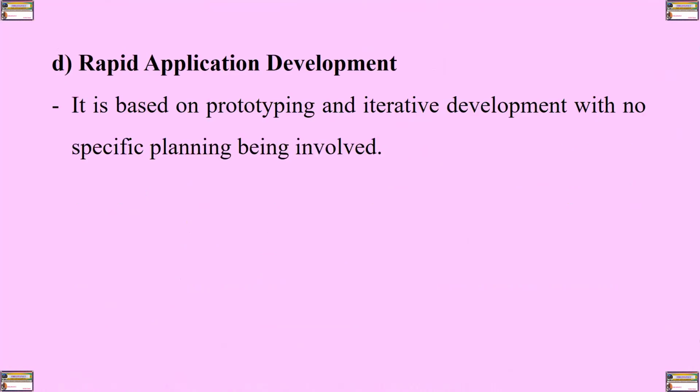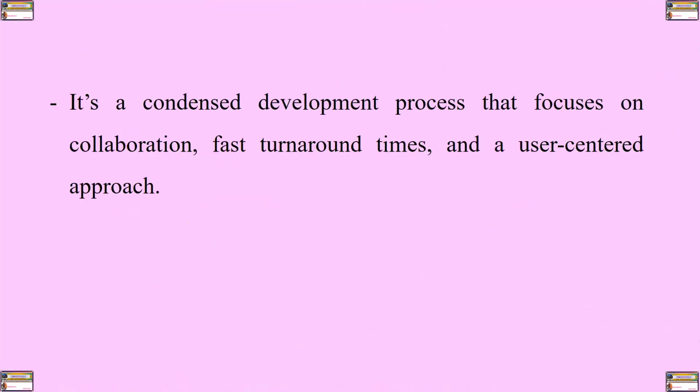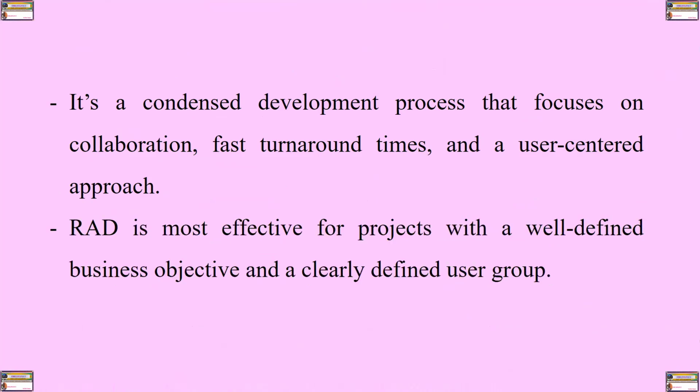RAD stands for Rapid Application Development. It is based on prototyping and iterative development with no specific planning being involved. It focuses on gathering user requirements through workshops or focus groups and the testing of the prototypes by the user using the iterative concept, the reuse of the existing prototypes or components, continuous integration, and rapid delivery. It's a condensed development process that focuses on collaboration, fast turnaround times, and a user-centered approach.